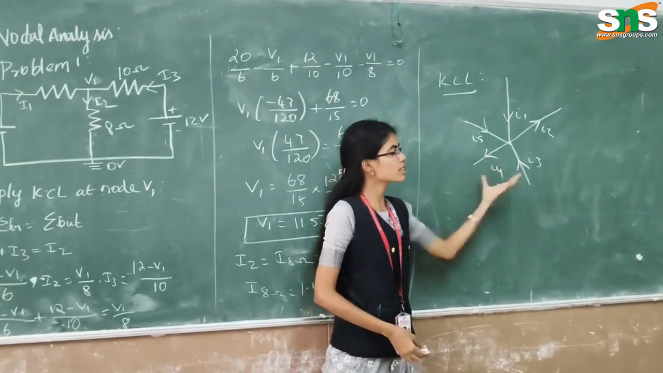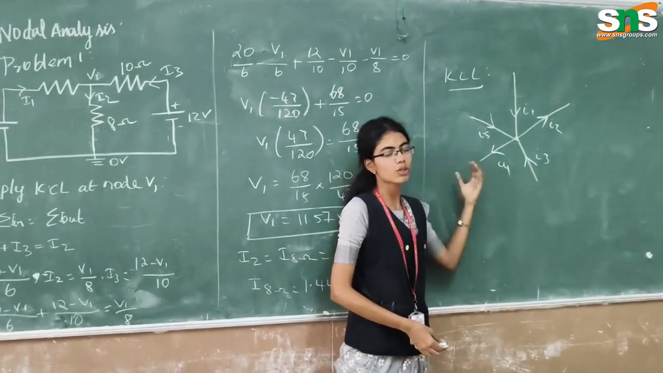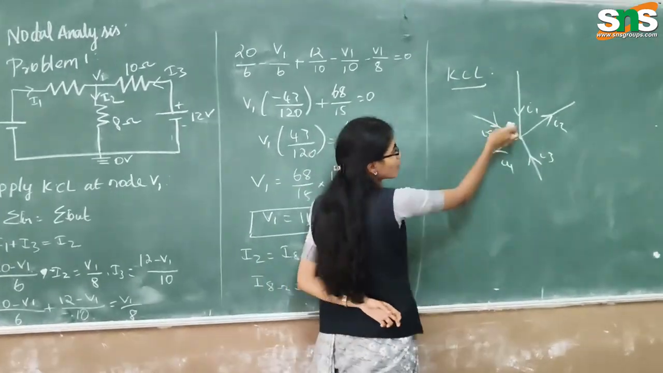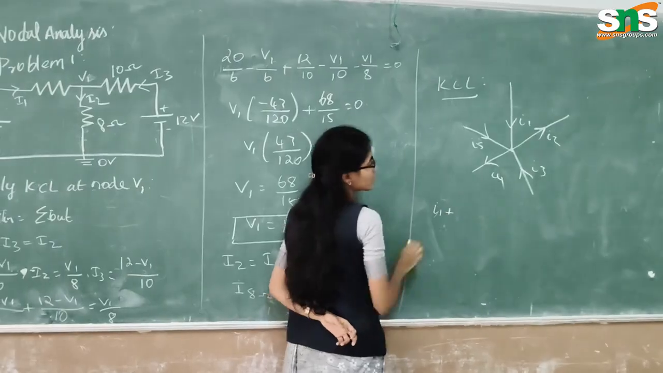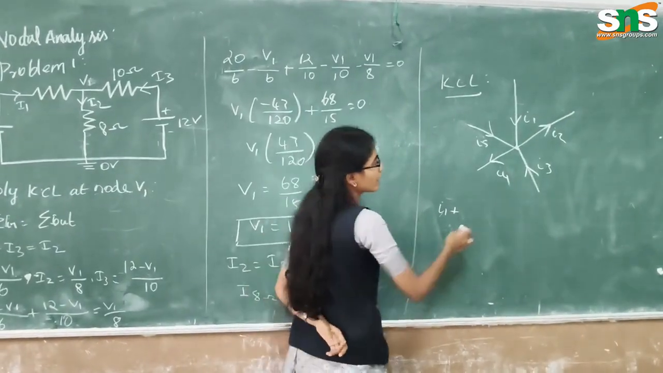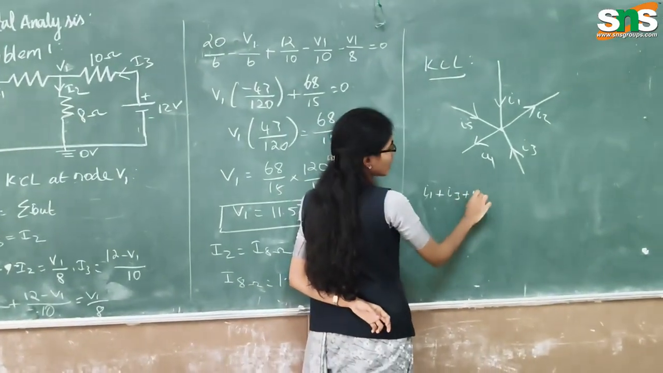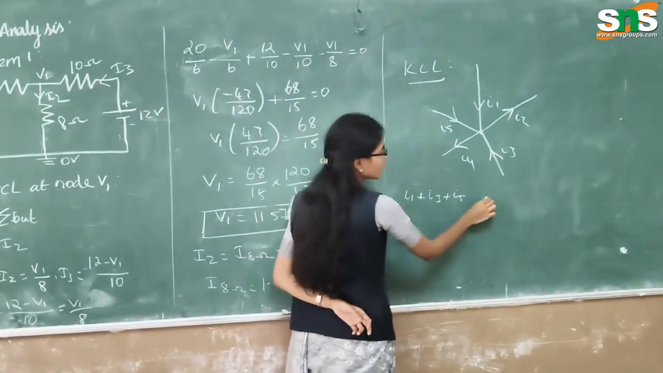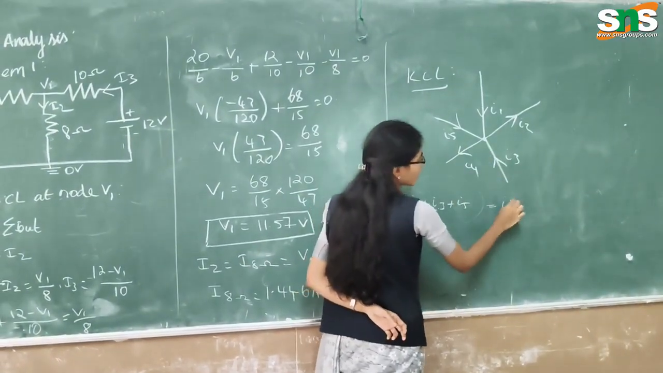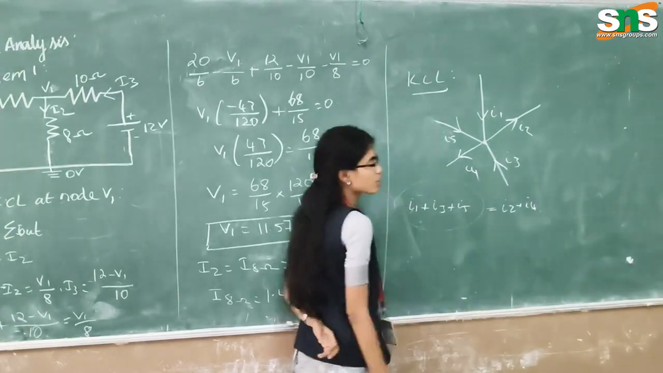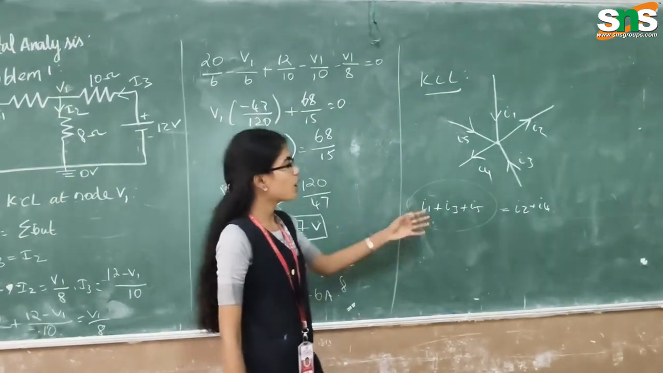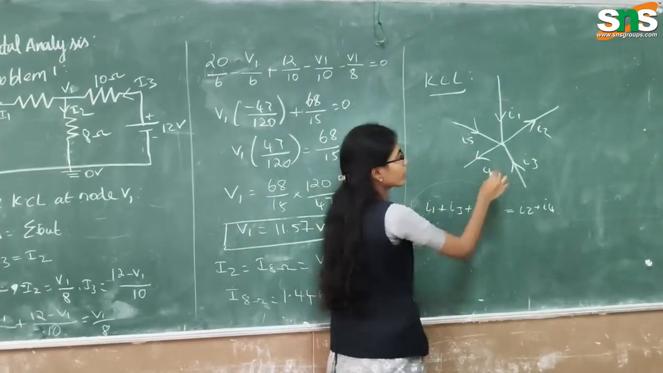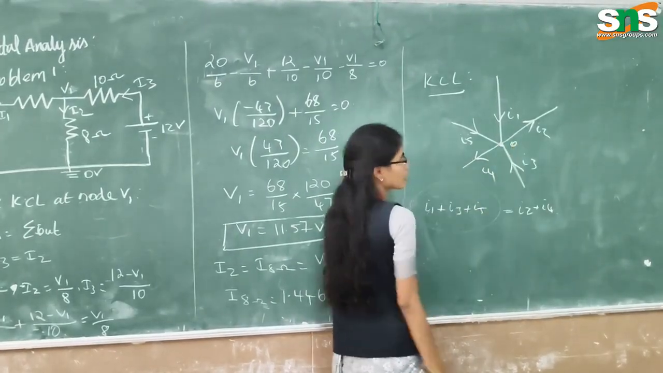So here the algebraic sum of all the incoming current is equal to the algebraic sum of outgoing current. I1 is considered an incoming current, I3 is also incoming current, and I5 is also incoming current. All these incoming currents are equal to the outgoing current. So this is the concept of Kirchhoff's current law. The junction point, the node point, is always 0.